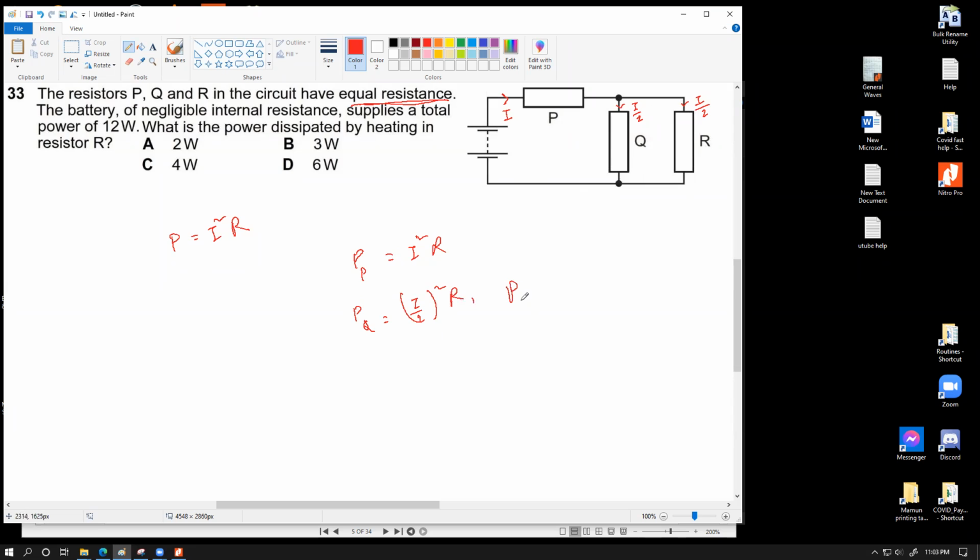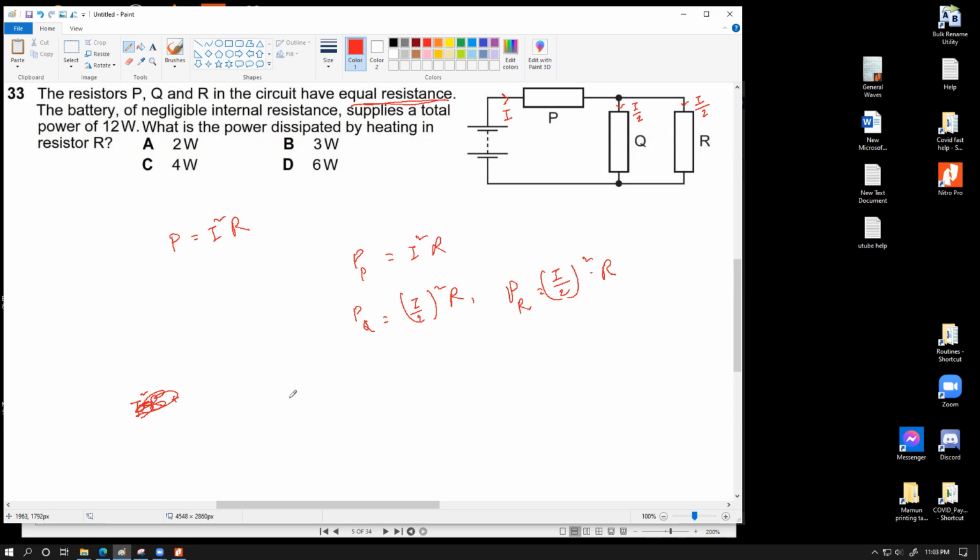Also the power of R should be (I/2) whole square into R. I'm assuming that you could use any other letter over here, maybe x, y, z, or anything else, so that you do not confuse the two R's. But I'm okay with this, no big deal. According to the question, the sum of all of these variables, I square R plus... no, sorry, I'm not going to do this sum.